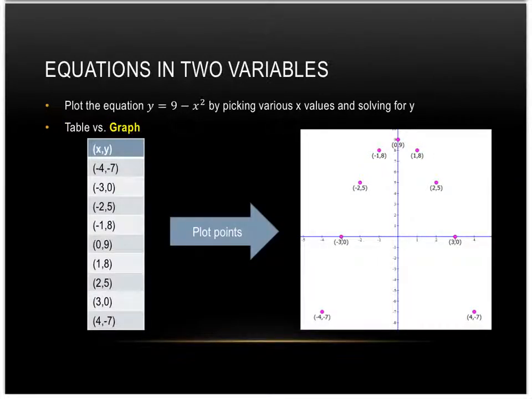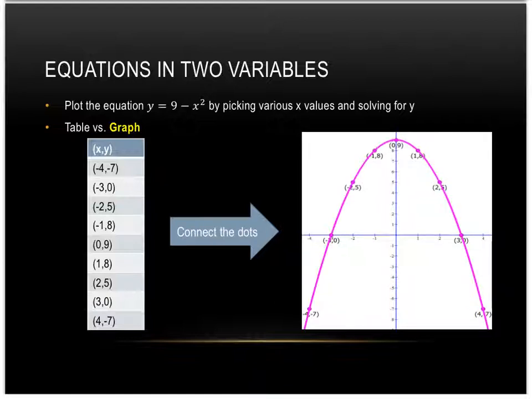So here I've plotted the points and I can connect the dots. And as you can see, this certainly is not linear. And some of you may have remembered x squared, a parabola, when it has a negative out in front of it, is why it's upside down. If you didn't, that's why we're reviewing, right?